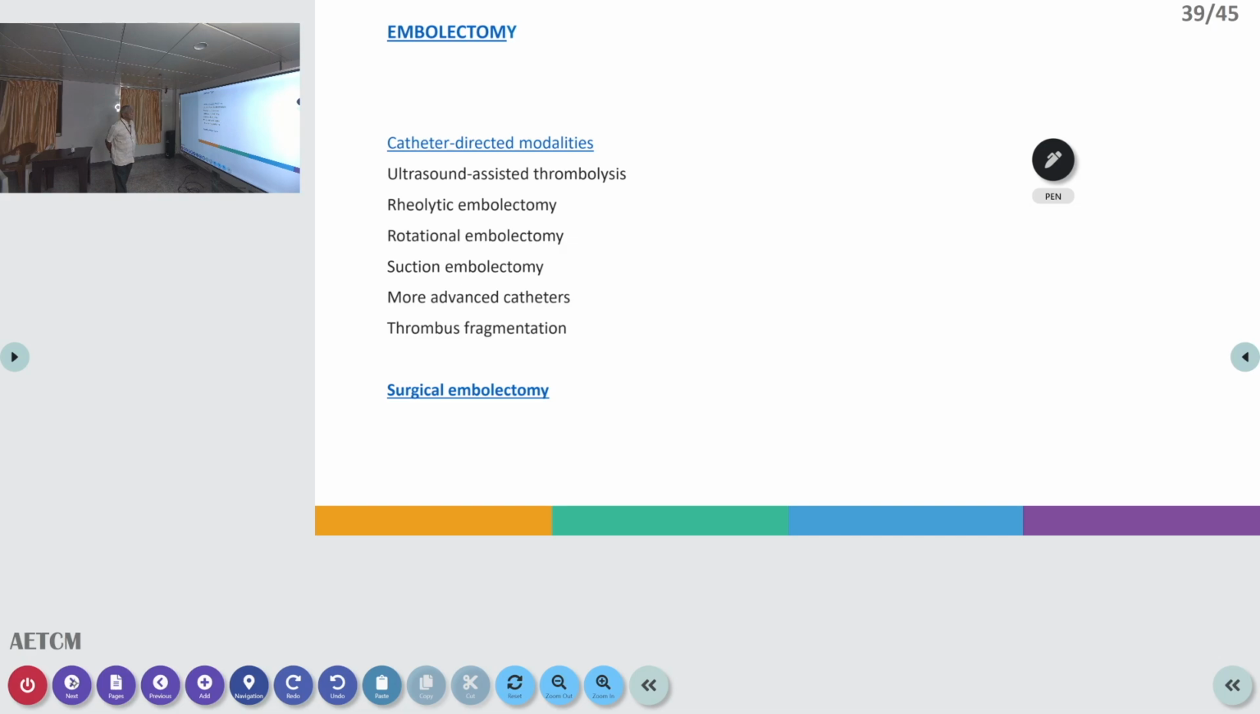And then comes the embolectomy. There are various types of embolectomy, surgical and non-surgical, that is, catheter-directed modalities, under which there are many types, and then surgical embolectomy, which you saw in the video.